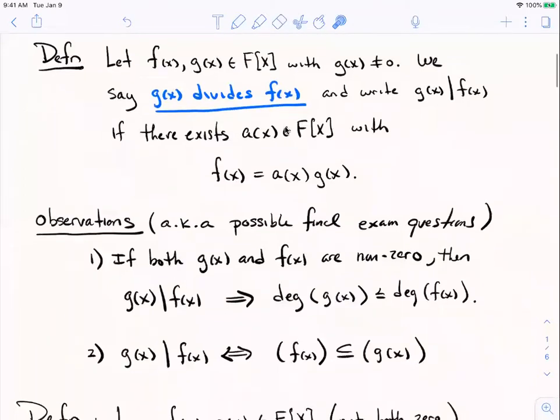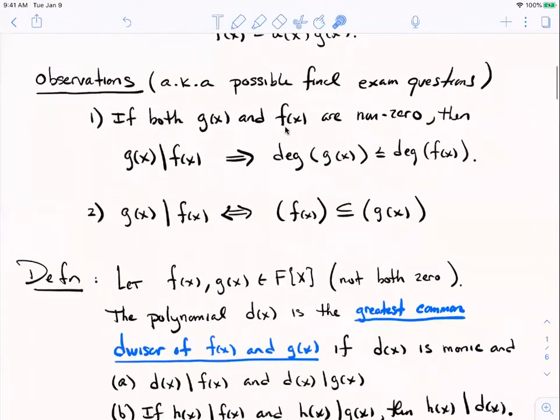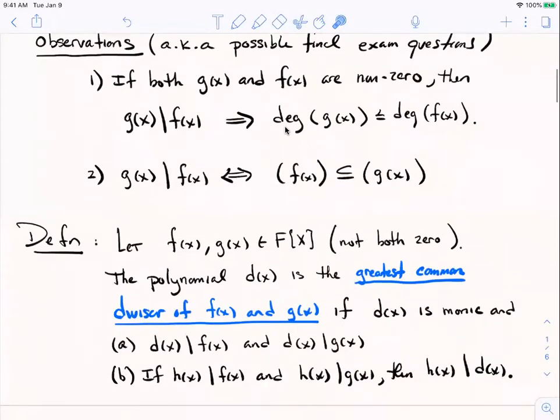Good, so those are nice exercises for you. Let's continue here. Got a second definition, another flashcard for you, the greatest common divisor. So you give me two polynomials, they both can't be 0. One of them can be, but they both can't be 0. Then I'm going to call a polynomial d of x the greatest common divisor of f and g.